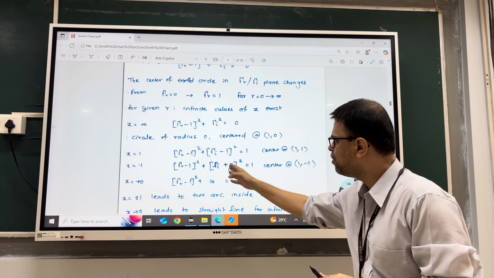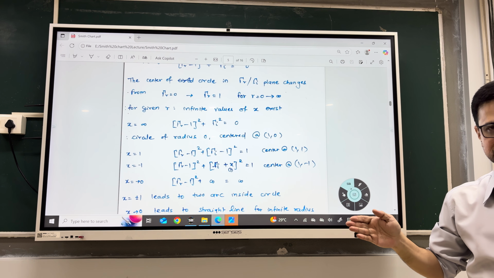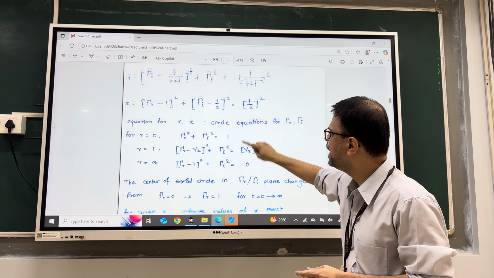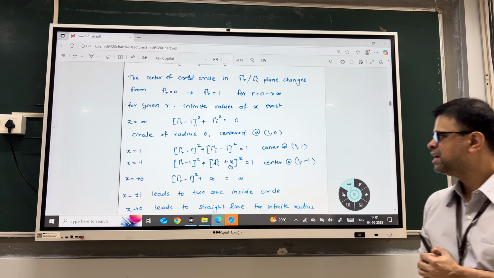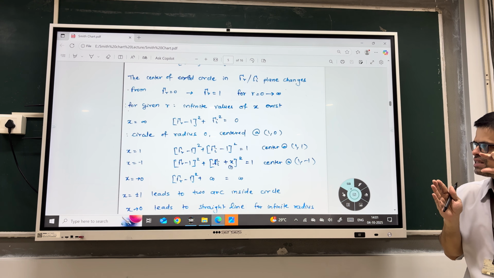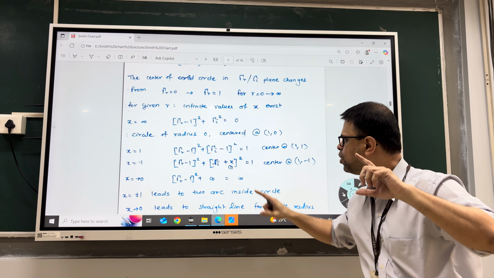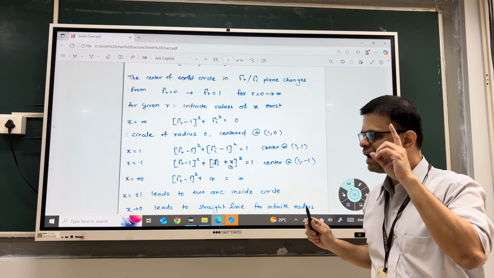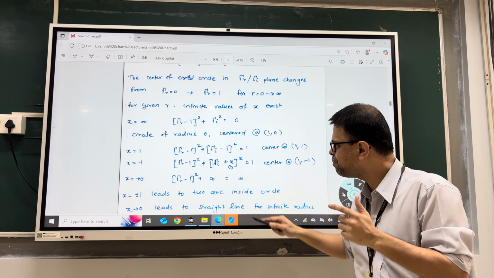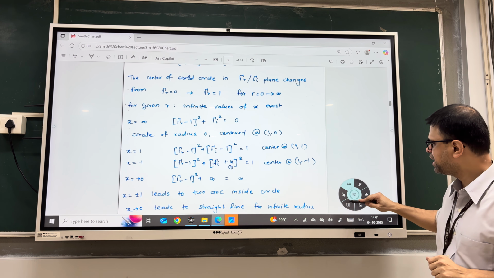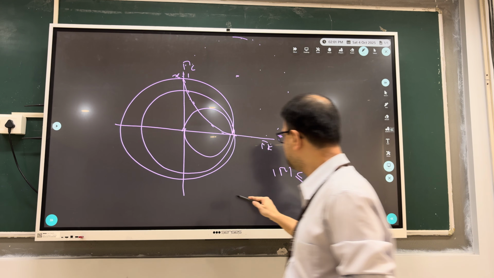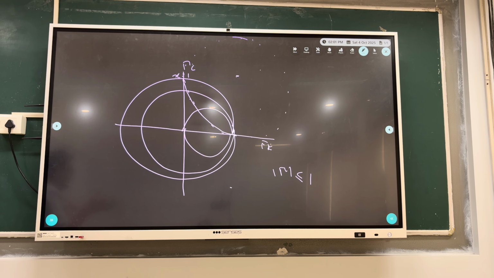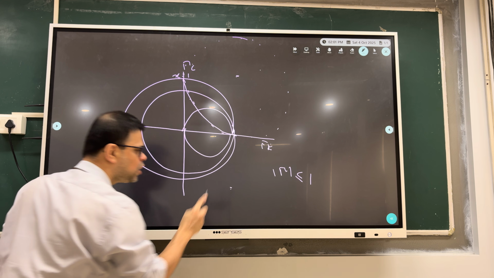Now let's go to x equal to minus 1. When x is equal to minus 1, if you substitute into this equation, you will get a similar equation: gamma r minus 1 the whole square plus gamma I plus 1 the whole square. Remember, there is a typo over here; this is 1 basically. Gamma r minus 1 the whole square plus gamma I plus 1 the whole square is equal to 1. Now what does it indicate? The center is now located at 1 comma minus 1.